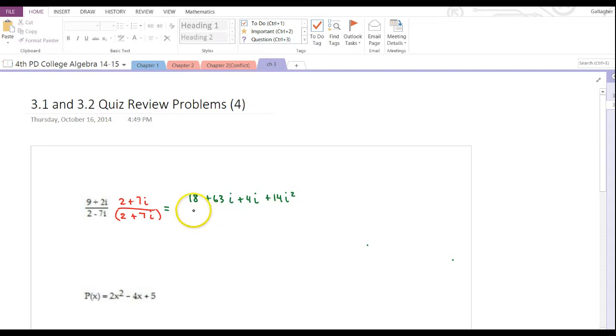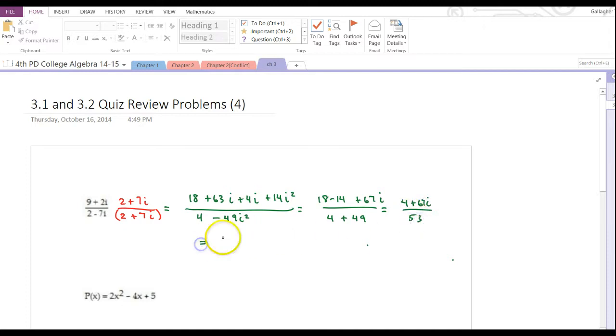And then I'm going to multiply the denominators, and I end up with 4 minus 49i squared because the middle terms drop out. So now I'm going to combine these two terms, and I'm going to combine these two terms. So I end up with 18 minus 14 plus 67 times i. In the denominator I end up with 4 plus 49. So that ultimately gives me 4 plus 67i in the numerator and 53 in the denominator.